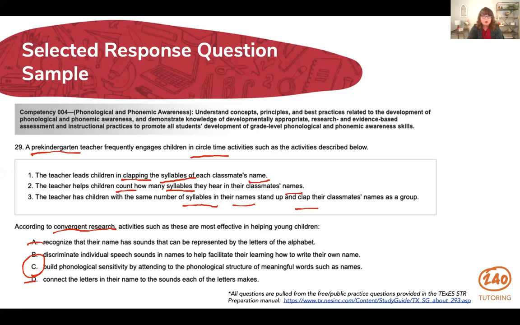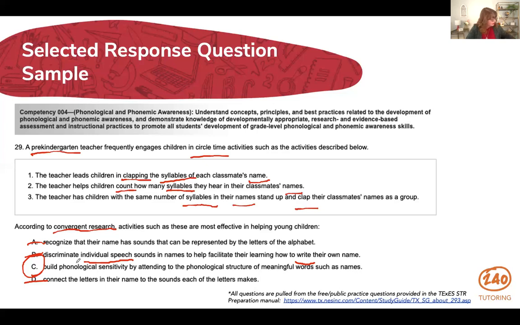So we're down to choice B and C. Choice B is incorrect because the students did not practice discriminating individual sounds in the activity. They segmented their names into syllables, and answer choice B is looking at individual speech sounds, and it's also talking about writing their name, which was never mentioned in this scenario. So answer choice B is incorrect. Again, the correct answer here is C.